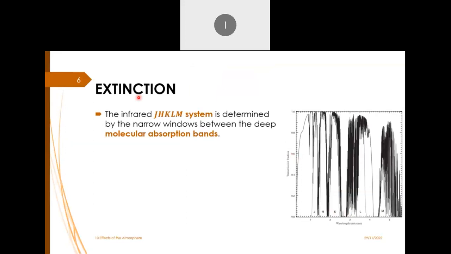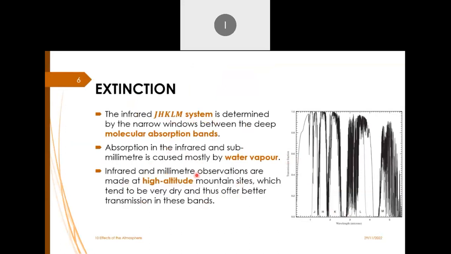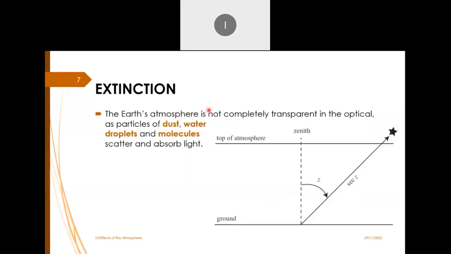Okay, so we go to the extinction. The infrared JHKLM system is determined by the narrow windows between the deep molecular absorption bands. The absorption in the infrared and submillimeter is caused mostly by water vapor. Infrared and millimeter observations are made at high altitude mountain sites, which tend to be very dry and thus offer better transmission in these bands.